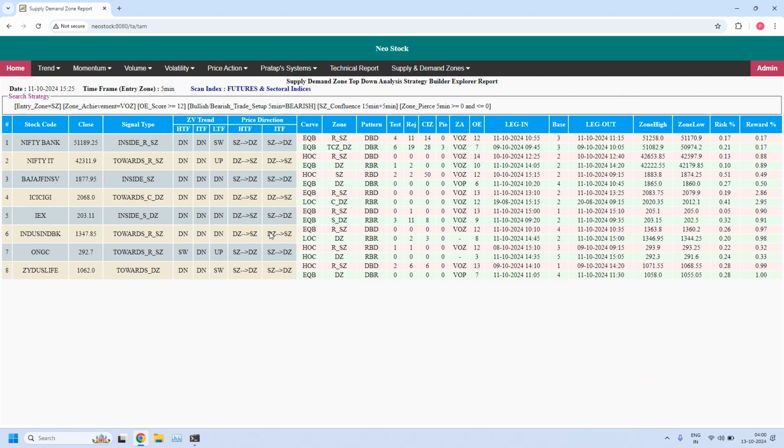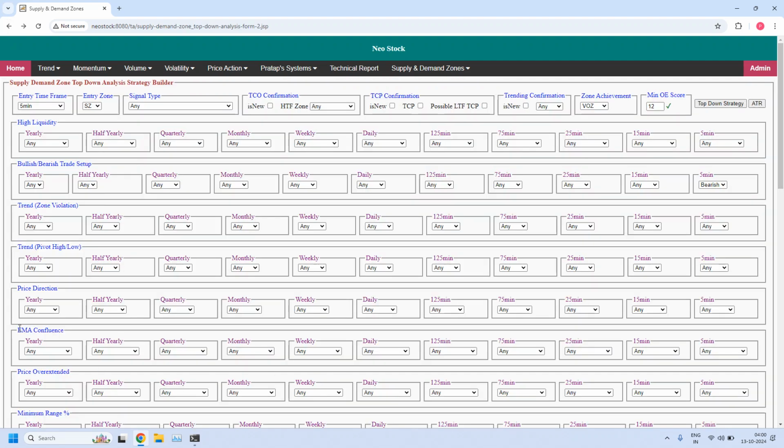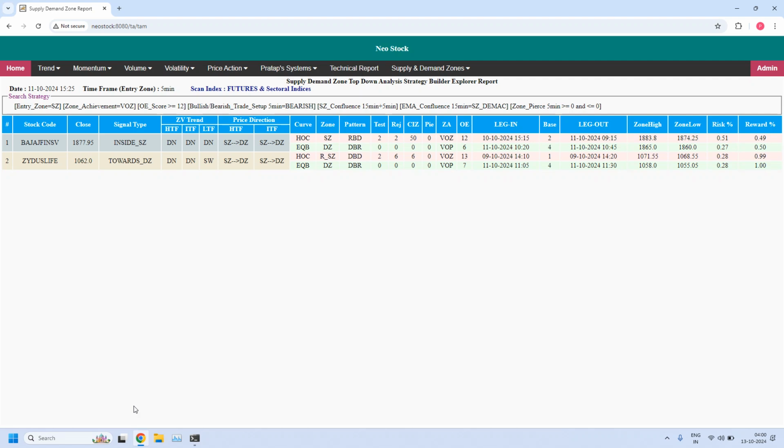And because the 15-minute supply zone trend is a downtrend for all these stocks, if any of these 15 minutes supply zones are having daily EMA confluence, that is an even more high probability setup. So let's verify. In the EMA confluence, 15 minutes time frame, 15 minute supply zone with daily EMA confluence. Oh, 2 stocks are filtered. So these supply zones are high probability setups.